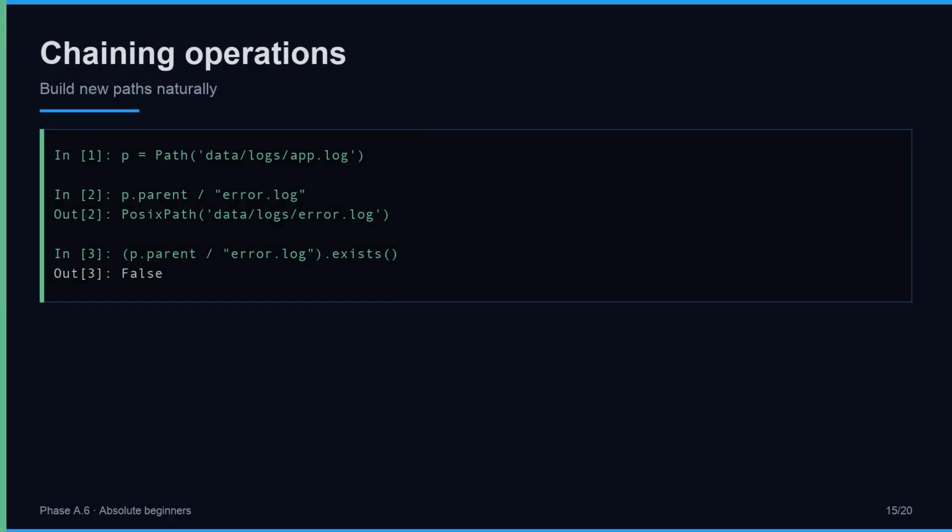Find by pattern. Because every operation returns a path, you can chain them naturally. Take a path, get its parent, join a new file name, and immediately check whether that new path exists, all in one expression. No temporary strings, no manual joins. This is the joy of pathlib. Each step gives you back a smart object. The code reads almost like a sentence, and it works the same on every operating system.